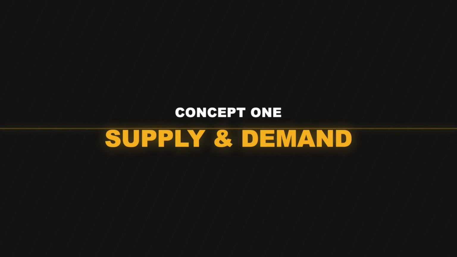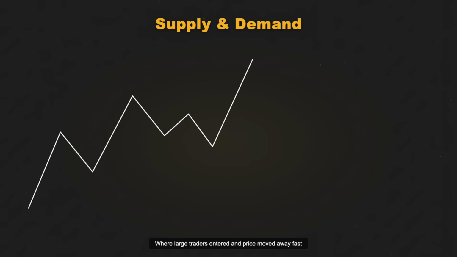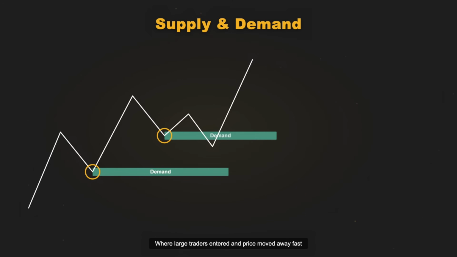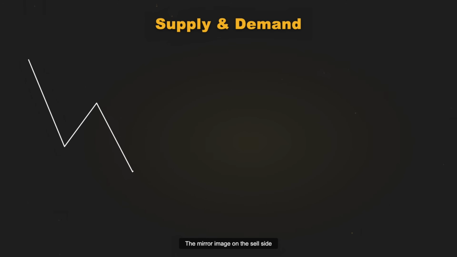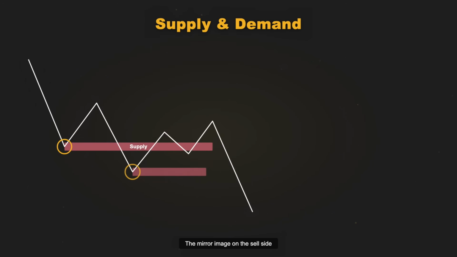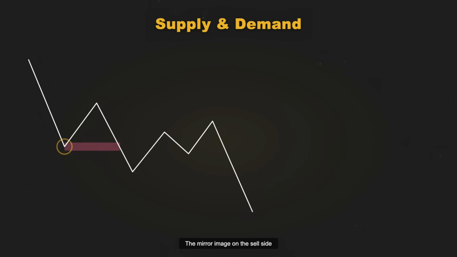We start with supply and demand. A supply or demand zone is simply an area where a large number of traders entered the market at once, and price moved away from it aggressively. That aggression is the clue. It tells us serious money was committed there, and that unfilled interest may still be sitting at that level. So we mark the origin of a strong move as our zone. When price returns, we expect a reaction because something happened there before.